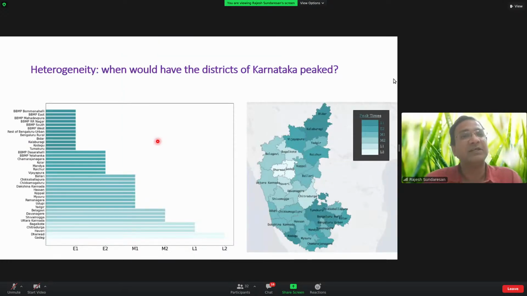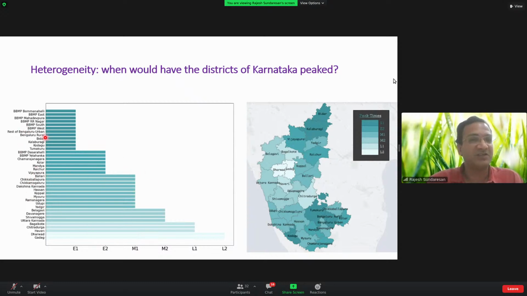Just to highlight a little more about heterogeneity, we actually ran a simulation. There are 30 districts in Karnataka, and Bangalore itself is a large entity, so we subdivided Bangalore into 9 units. That gives us about 38 units. When would the pandemic have peaked had we not made the kind of interventions that we did around April end? We see here that there are a few districts which would have peaked in May.